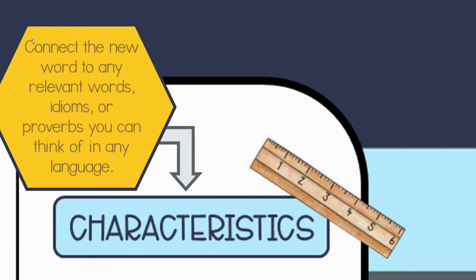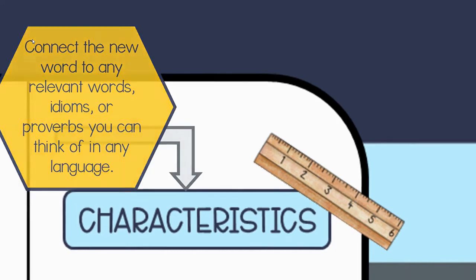Ask, think, and connect. Connect the new word to any relevant words, idioms, or proverbs that you can think of in any language. You might have an expression about this word in a different language. This is the right time to think about it. It does not all have to be done in English for you to really use the Frayer model and understand it well.